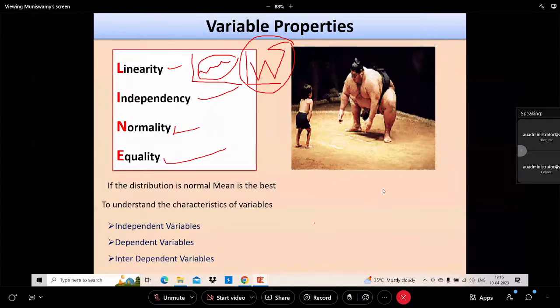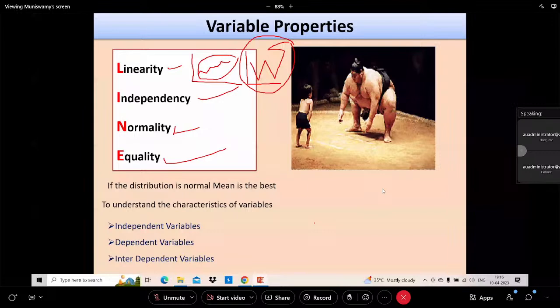Patient response depends on the dose given; they are interdependent, like demand and price. So the variables are independent, dependent, and interdependent. Independent: income, dose. Dependent variables: savings, response. Demand and price are interdependent. So these are all variable properties.